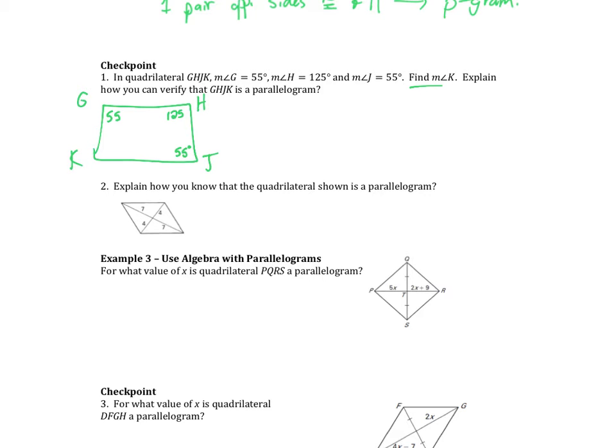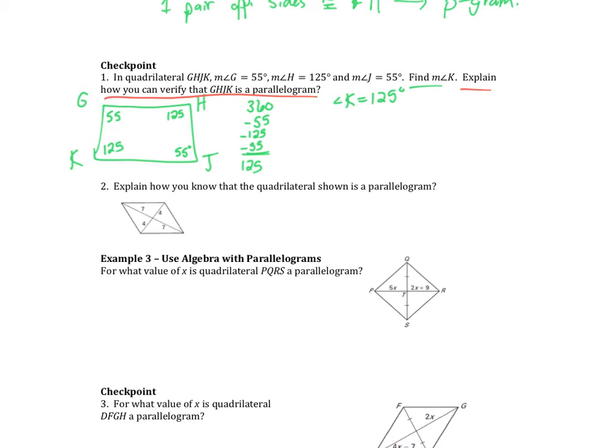This is a quadrilateral, and quadrilaterals add up to 360. So to find this missing angle, angle K, we would do 360 minus 55 minus 125 minus 55. That would tell us what angle K is, because the whole thing is 360, minus those three angles would give us 125. So angle K is 125 degrees.